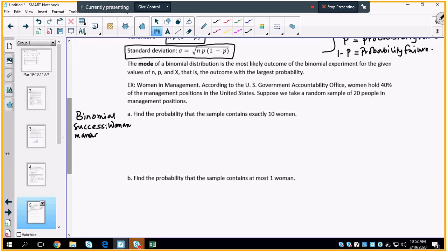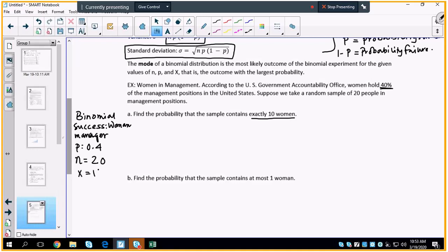Now remember, what other information do I need to know? I need to know the probability of success. Well, that is given in this problem. Women hold 40% of the managerial positions. So in probability, that's 0.4. So the probability of success is 0.4. Number of trials, I need to know how much is n. Well, think about it. How many people are you going to ask this question? That many times you're going to repeat the experiment. Well, 20, because the sample size is 20. So the number of trials is 20. How many successes do you want? You want exactly 10 women managers. So the number of successes is 10.